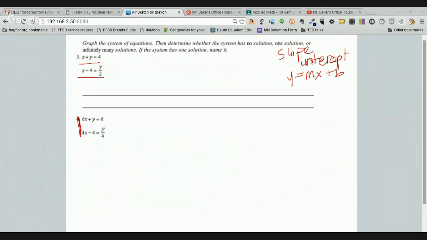I'm going to ignore these for now, so I can focus on that. Alright, so x plus y equals 4. I'm going to put this in slope-intercept form by moving the x over. Notice I got to get the x and the b together. So then this top equation we can rewrite as y equals negative x plus 4.